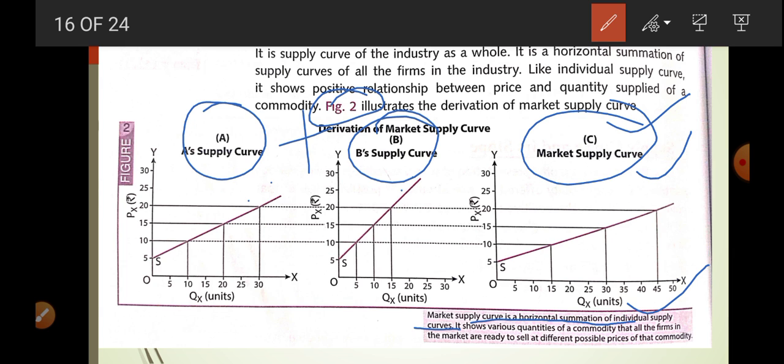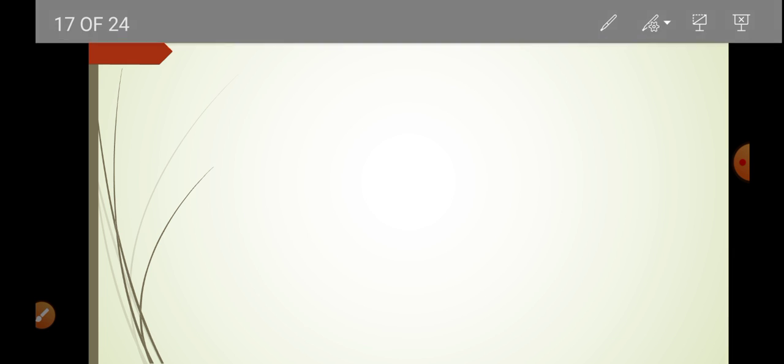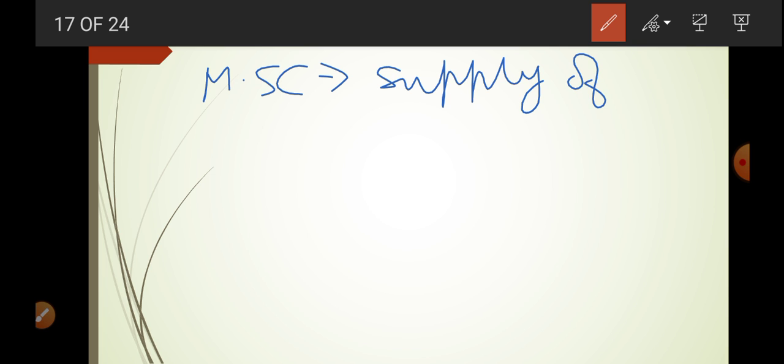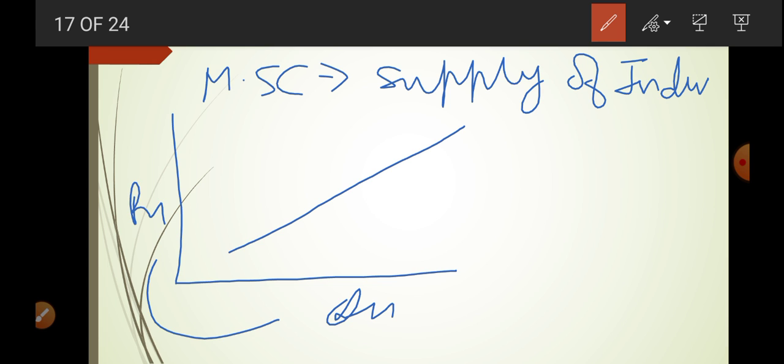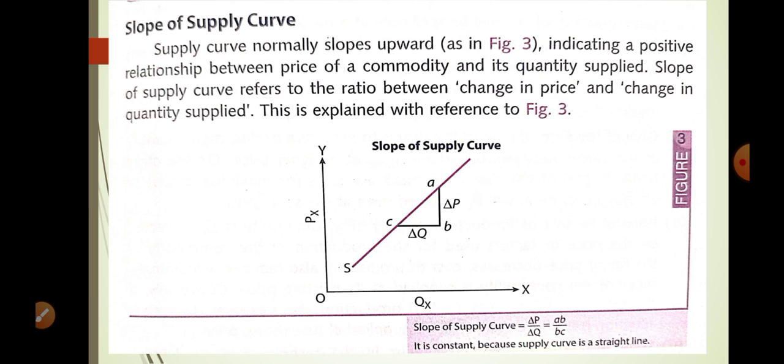So the market supply curve is related to supply of the industry. Whenever you draw it, it is going to be flatter. Why? Because it is the sum total of supply of all the firms, and it also represents a positive relation. Which type of relation do we find? Positive relation. More price, more supply of x good.